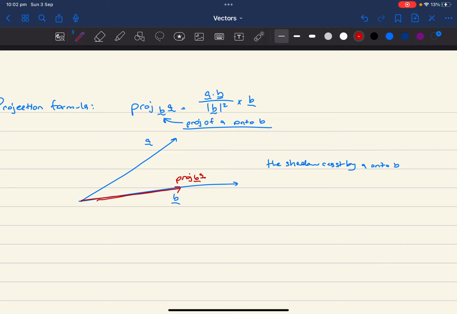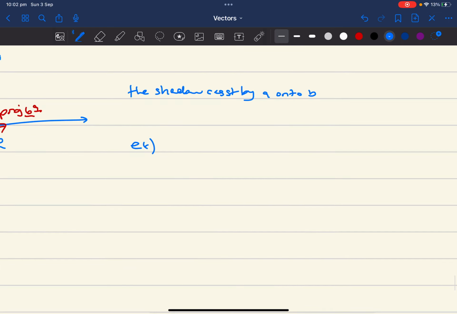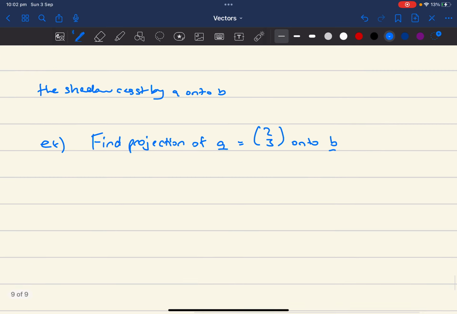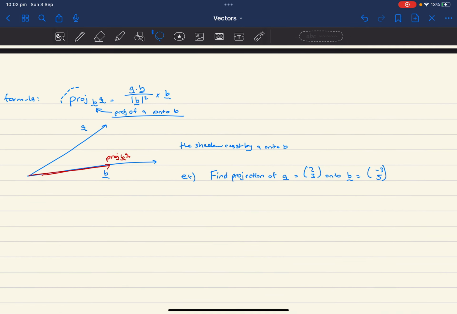Okay, let me just find an example. So just a quick example to show how this roughly works. Let's say I find the projection of the vector A, which is (2, 3), onto the vector B, which is (negative 3, 5). If I just use the formula, so let me just copy it.